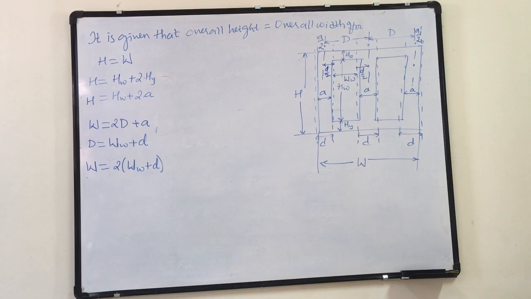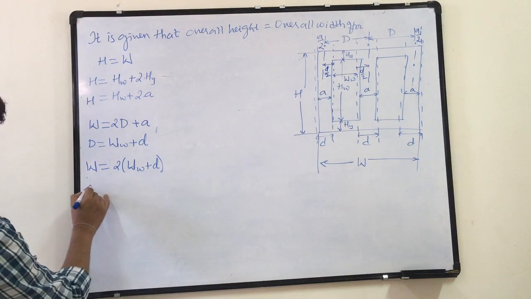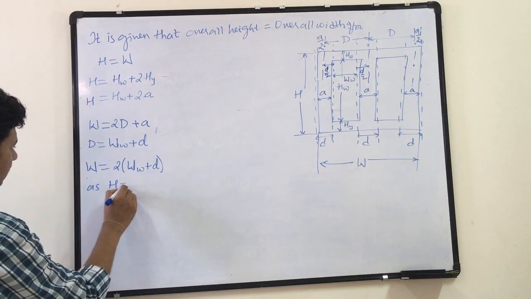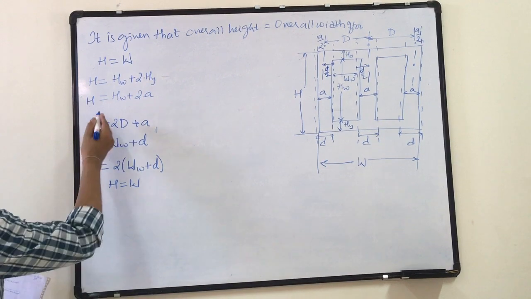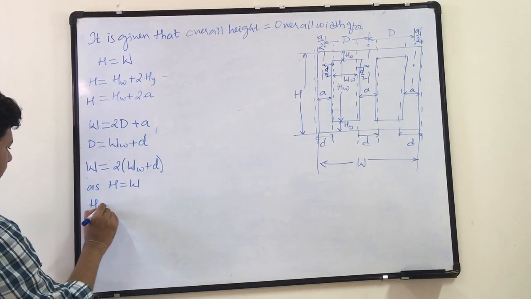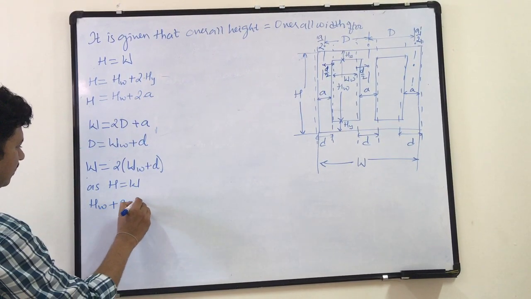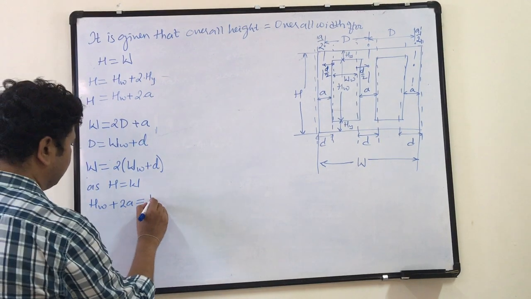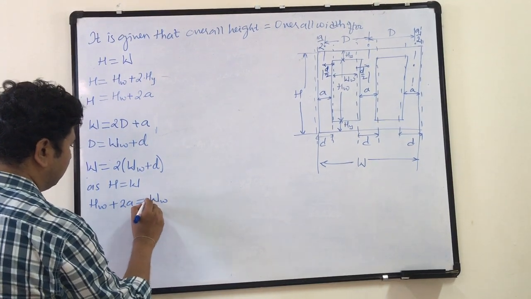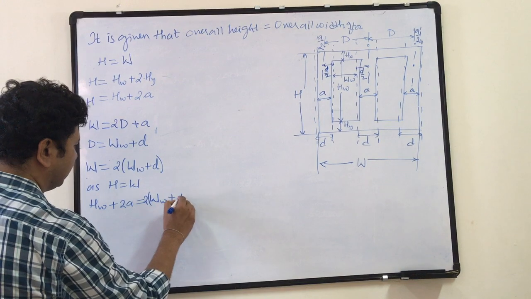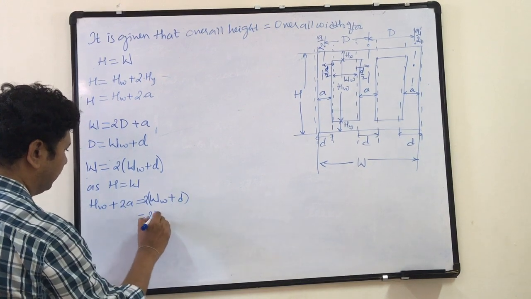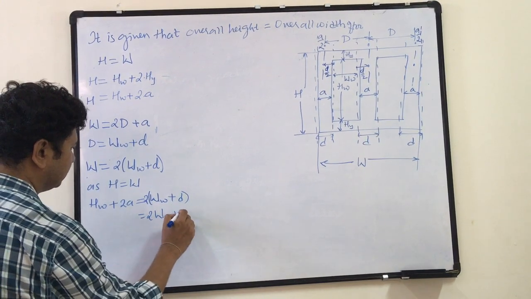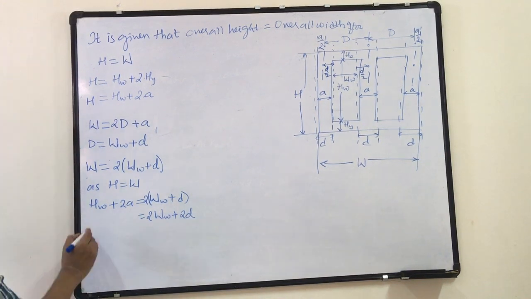and it is given height of window is equal to, overall height to overall width. So therefore I can write overall height equal to overall width. I will write it as height of window plus 2A is equal to 2 into width of window plus D, or I can write 2 into width of window plus 2 into D.